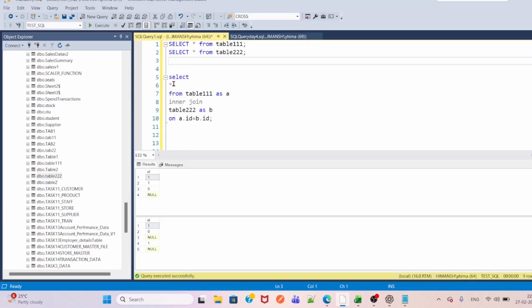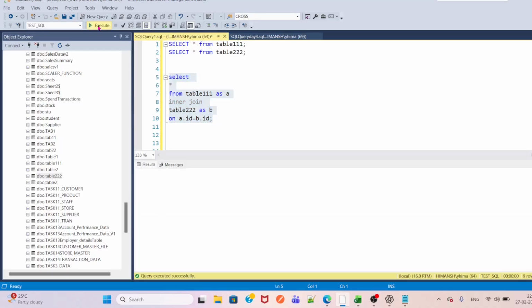Okay, so now we are going to apply the inner join. We will start with the inner join. So in inner join, what are we doing? Selecting all, since only one column is there, so selecting star or id is the same thing from table 1. We have taken it as a, and we are applying the inner join on that with table 2 as b table. The condition would be a.id equals b.id. Okay, so let's run it and see.